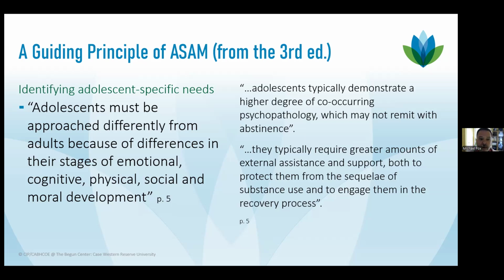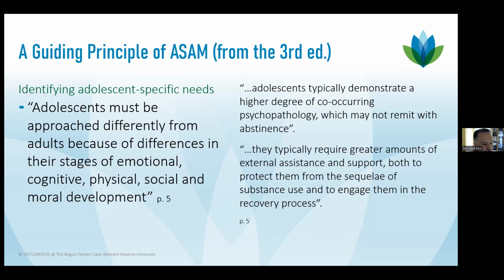Coming from the very start of that text, they mentioned adolescents must be approached differently from adults because of differences in their stage of emotional, cognitive, physical, social, moral development. Also mentioning adolescents typically demonstrate higher degrees of co-occurring psychopathology, which may not remit with abstinence. Not a huge fan of psychopathology terminology applied to adolescents because of the plasticity and the possibility for change there. And that's almost damning from my point of view. But I am heartened by the mention of this.